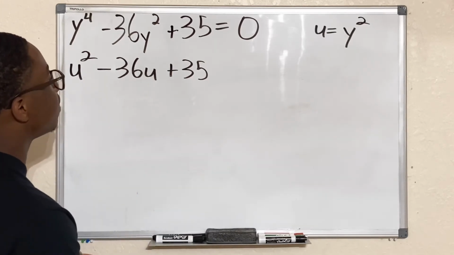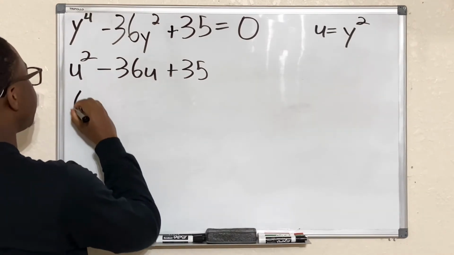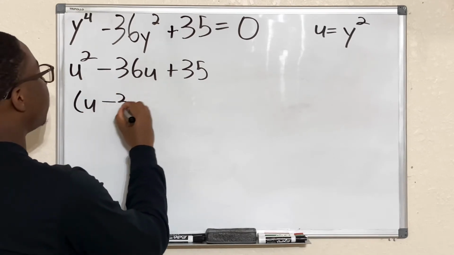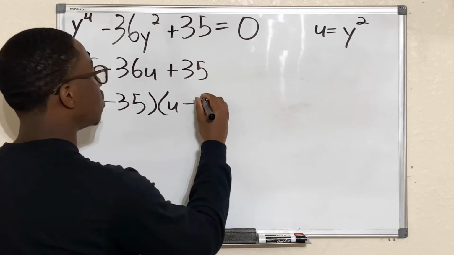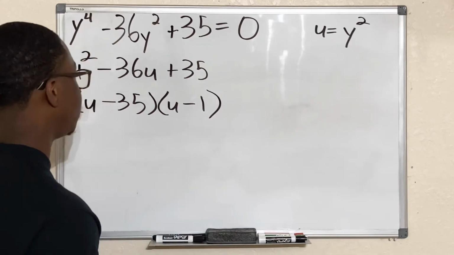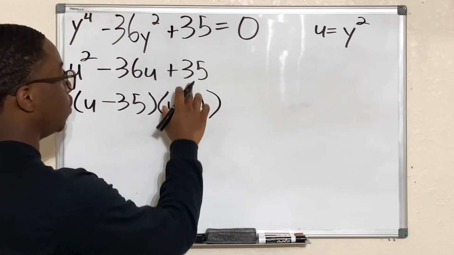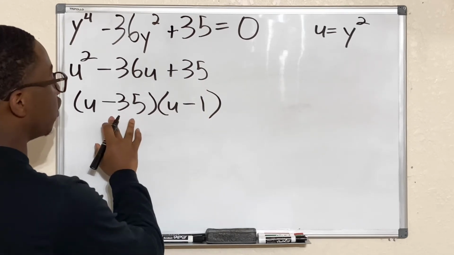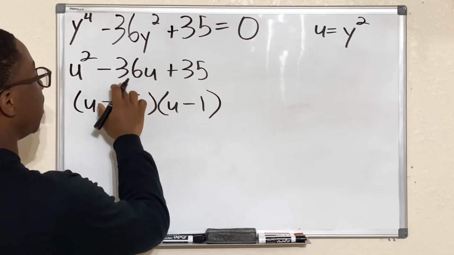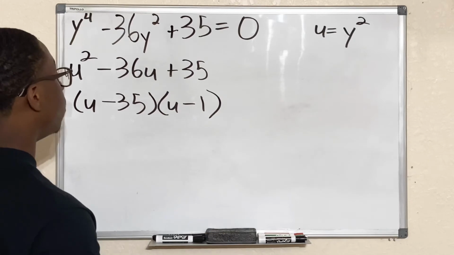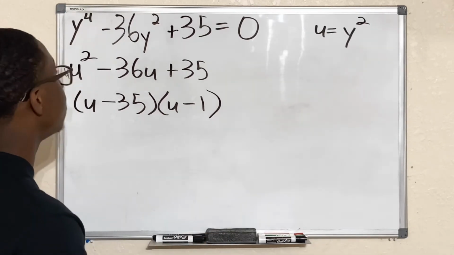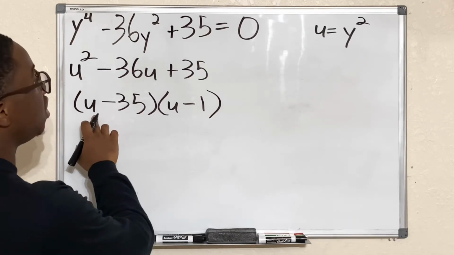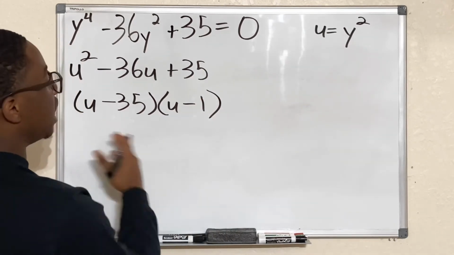What two numbers can multiply to give us 35 but add to give us negative 36? So we have negative 35, right? u minus 35 times u minus 1. How did I get that? Negative 35 times a negative 1 will give us 35, and negative 35 plus a negative 1 will give us a negative 36. So now we can go ahead and simplify. If they ask you to simplify, all we will do is replace this u with our y squared, and that would be it.